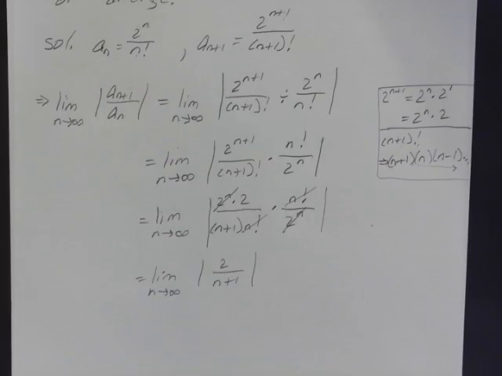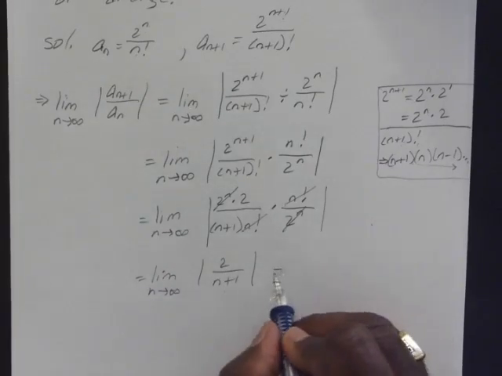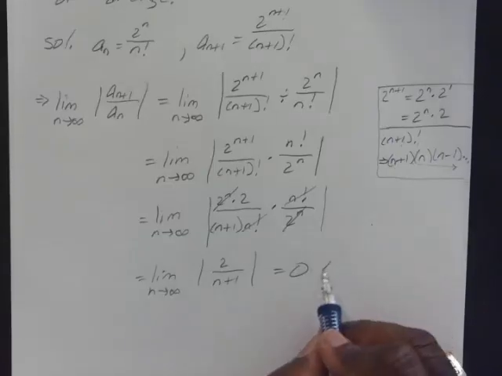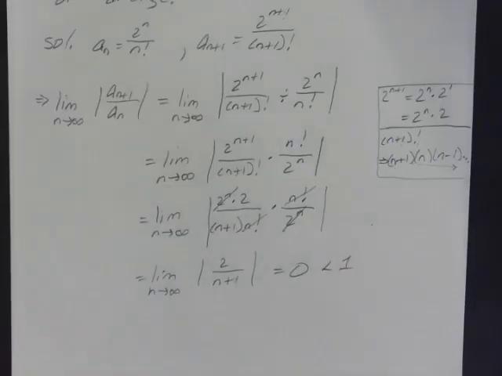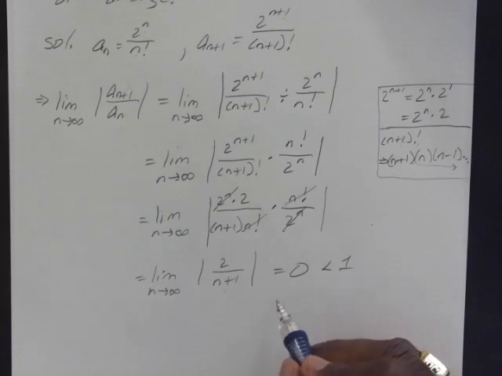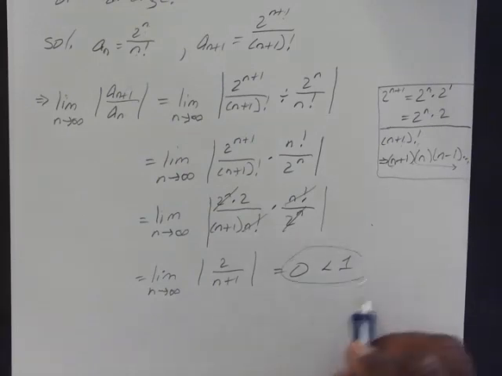Okay. So when we have the limit of a constant divided by a number getting bigger and bigger, we know that that limit is just equal to 0, which is less than 1. So as long as that limit is less than 1, we know that it converges by the ratio test.